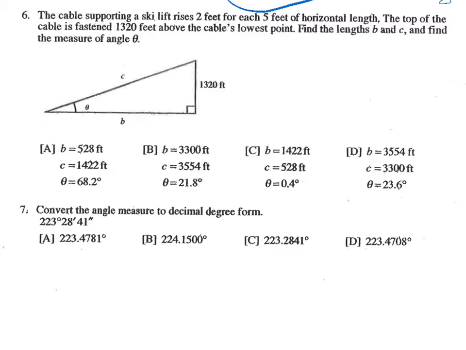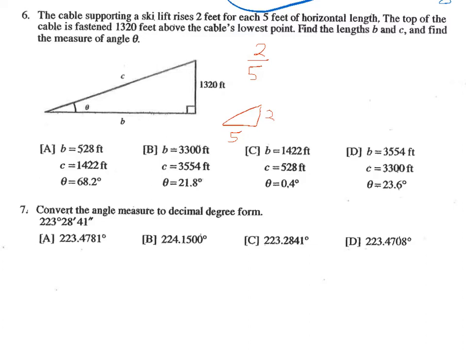For number 6, the cable supporting a ski lift rises 2 feet for every 5 feet of horizontal length. So we can kind of think about that as the slope. So for every 2 feet, the rise over the run would be 2/5. So if we drew a little triangle, we'd have 2/5. The top of the cable is fastened 1,320 feet above the cable's lowest point. Find the lengths B and C and find the measure of angle theta.